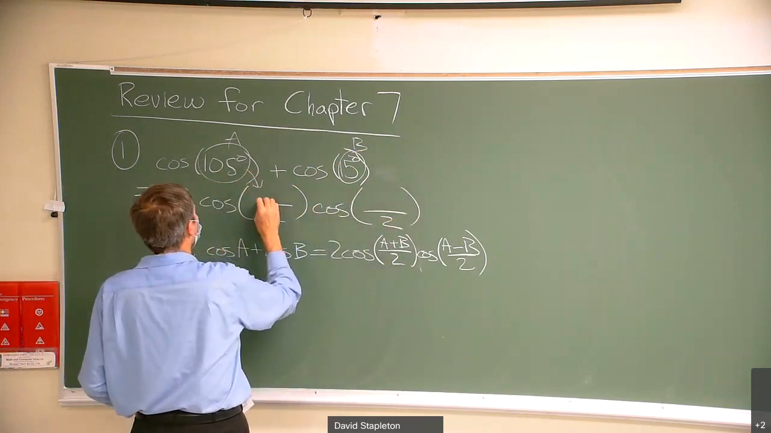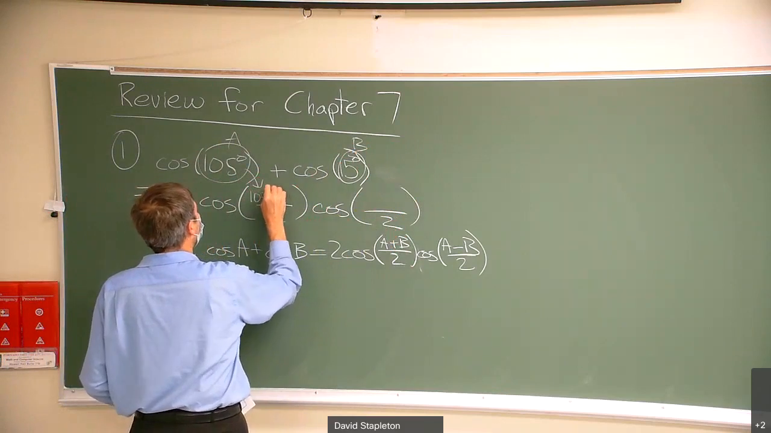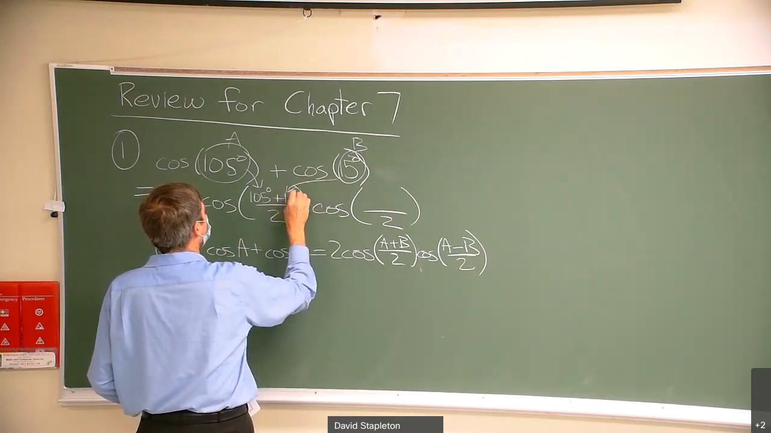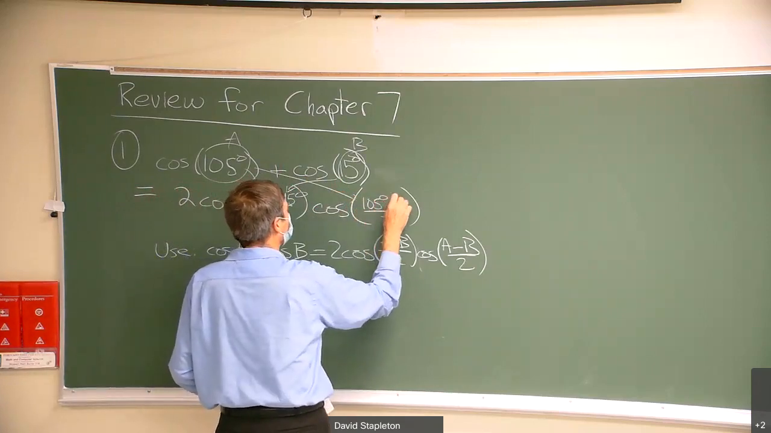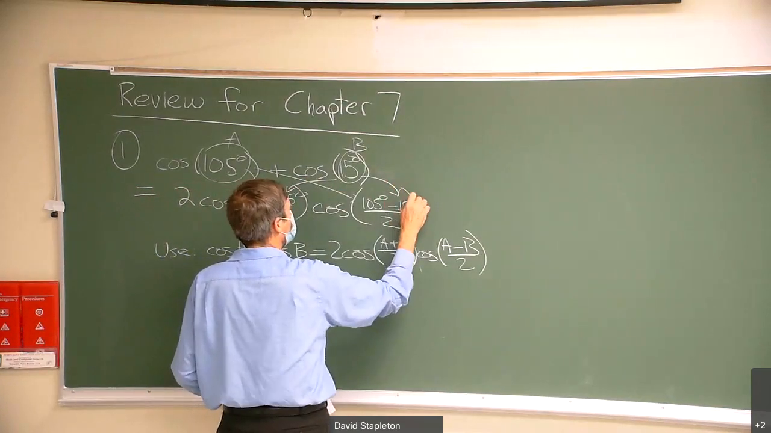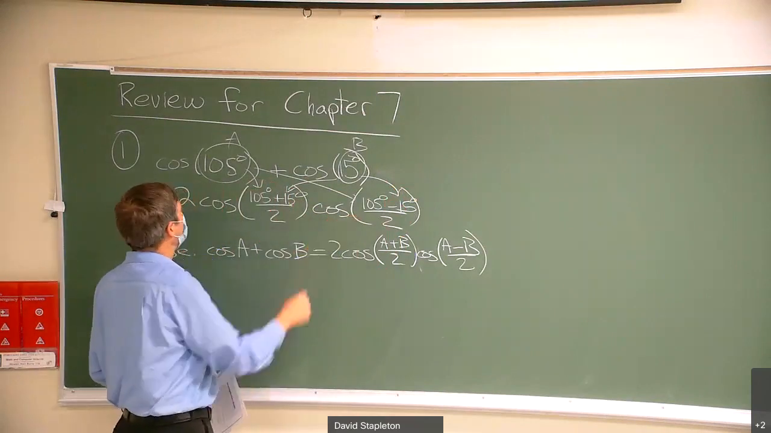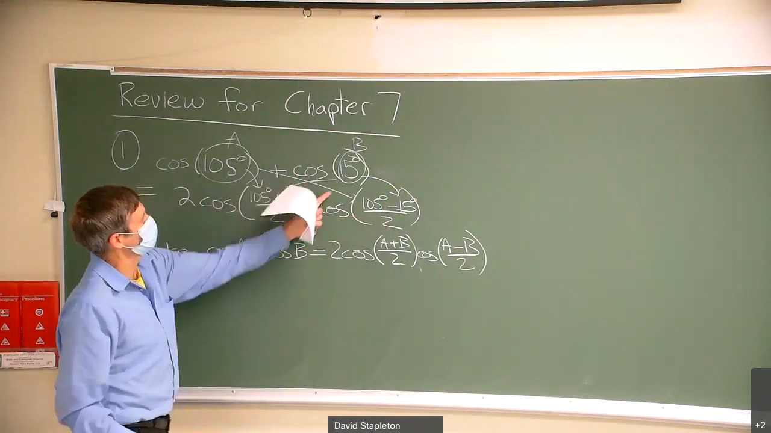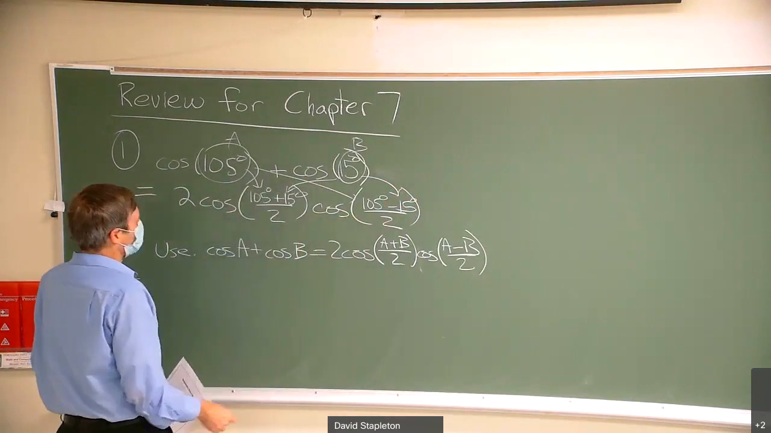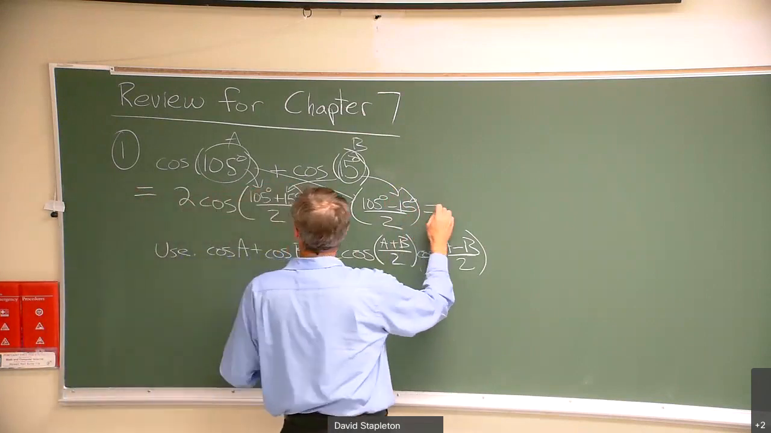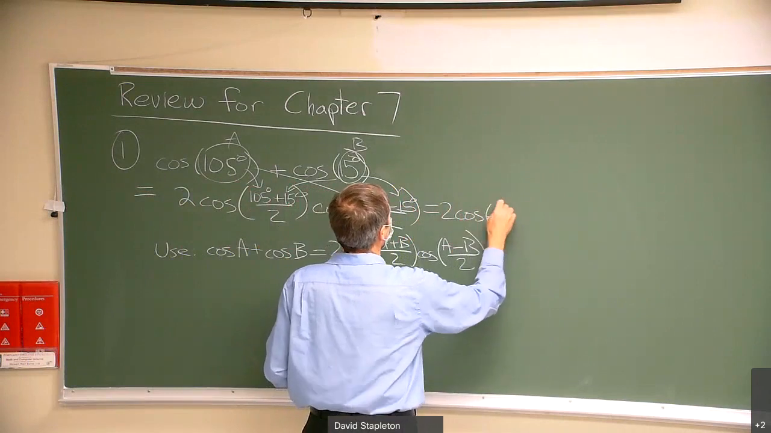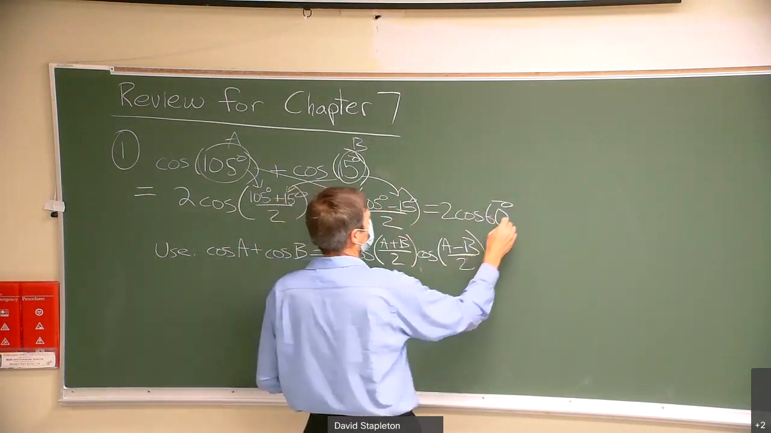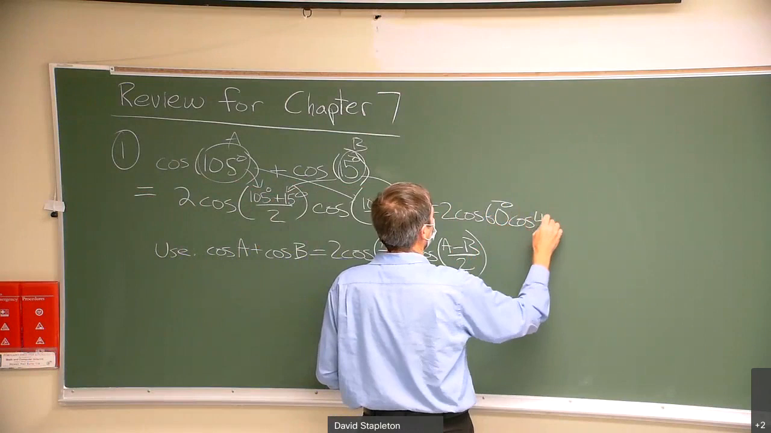You just put 105 plus 15 over 2, 105 minus 15 over 2. So that's it, A plus B over 2. All you're doing is putting, this is A and this is B into the formula. Because now this comes out to be cosine of 120 over 2 or cosine 60 degrees. This comes out to be cosine of 90 over 2, which is cosine of 45 degrees.